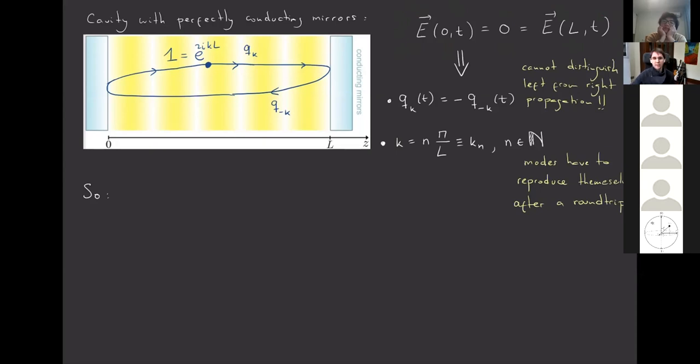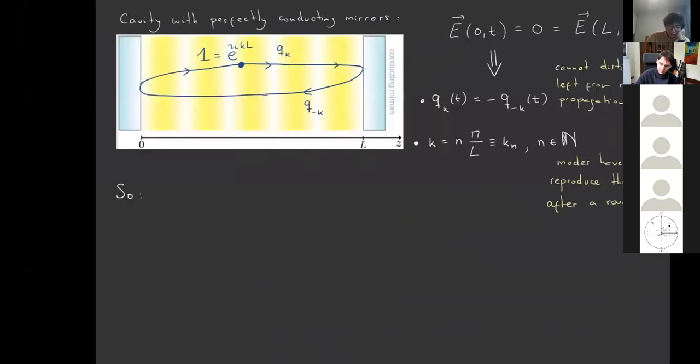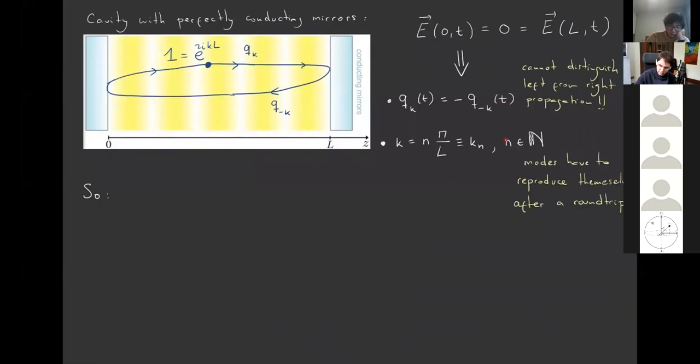So this means that at the end of the day, if we now come back to the expression of the vector potential and we substitute these two conditions, this one in here and this one in here, we can write the vector potential in the following simplified way. So we will have the normalization factor pointing in the direction x, and now we will have a sum over wave vectors, but now the wave vectors are labeled by an index n, so by an integer that goes from one to infinity.